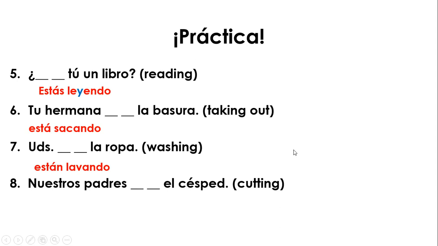Then our very last one, nuestros padres. Got to figure out the subject on this one. Is this nosotros or something different? It's something different. This means our. So your subject is parents. So we have to make it match up with parents. The verb to cut is cortar. Nice and easy one. So it is están cortando. That's not nosotros, that's nuestros. Padres is our subject. So that's why it goes with están.